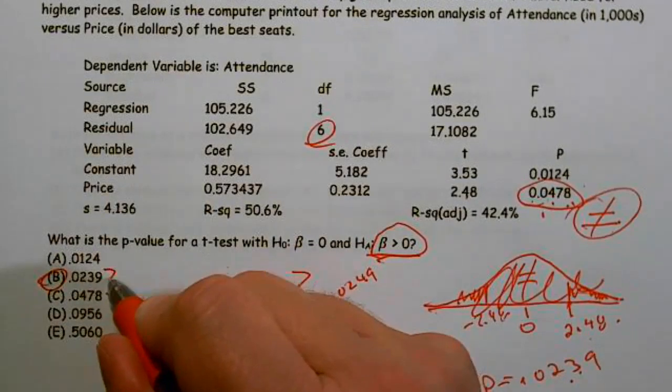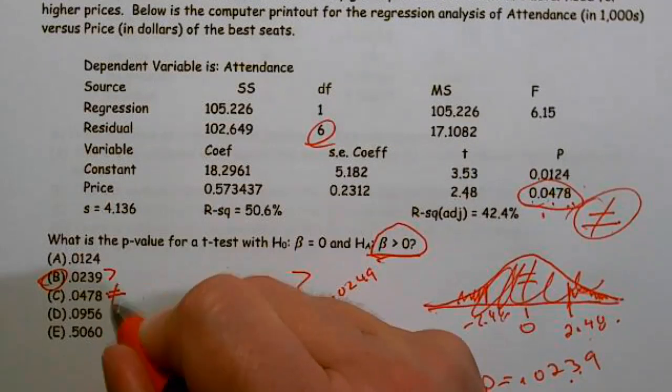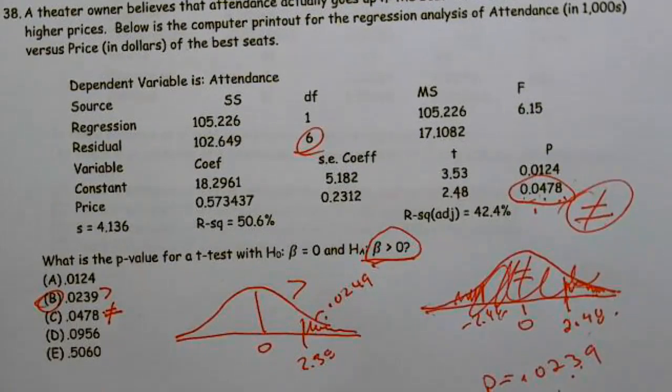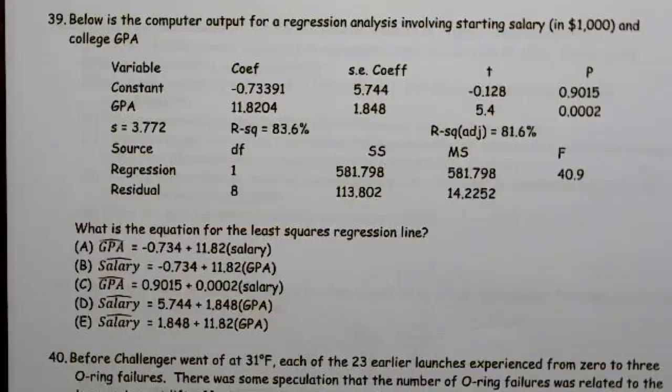So this is the greater than one, and this would be the not equal version of the same answer. Number 39, below is the computer output for regression analysis. What is the equation for the least squares regression line?